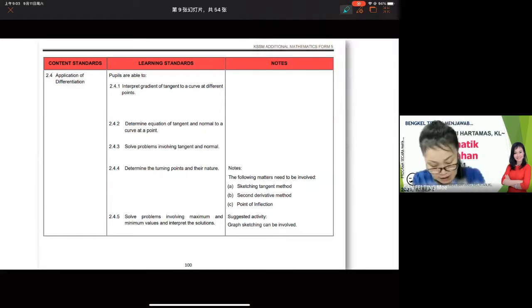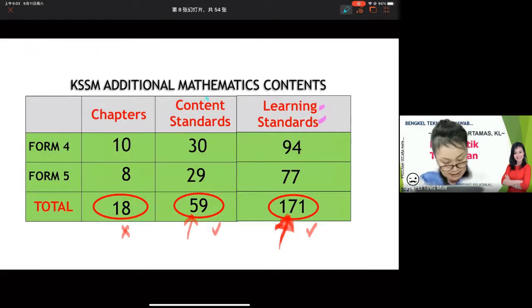Okay, application of differentiation. This is the content standard. Where is the content standard? It is here. Under your Form 5, out of 29, I pick 1. Okay, maybe I use black color. Out of 29, I pick up 1. Where is the 1 from? The 1 is from Form 5.